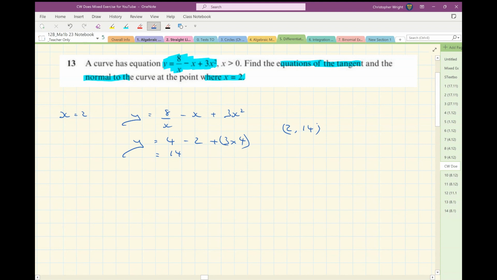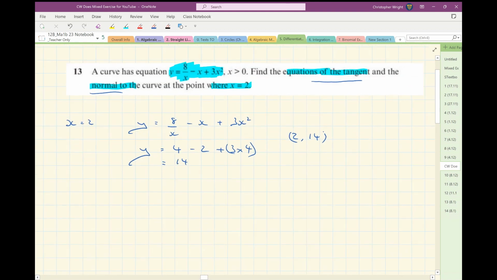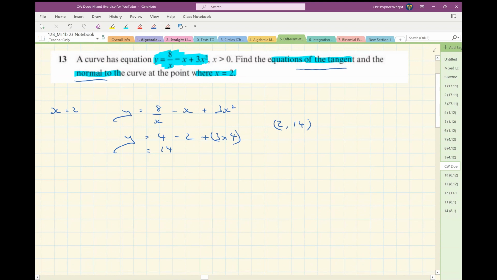Now I need to know the gradient of the curve at that point, because that will give me the gradient of the tangent, and the negative reciprocal of that will give me the gradient of the normal. So let's start off by differentiating this expression. Before I differentiate it, I'm going to write it as y equals 8x to the power of minus 1 minus x plus 3x squared, because I find that easier to differentiate. I'll differentiate it now: minus 8x to the power of minus 2, minus 1, plus 6x.